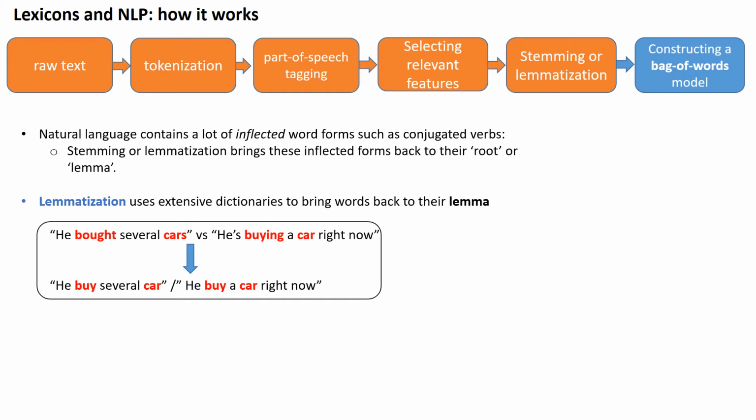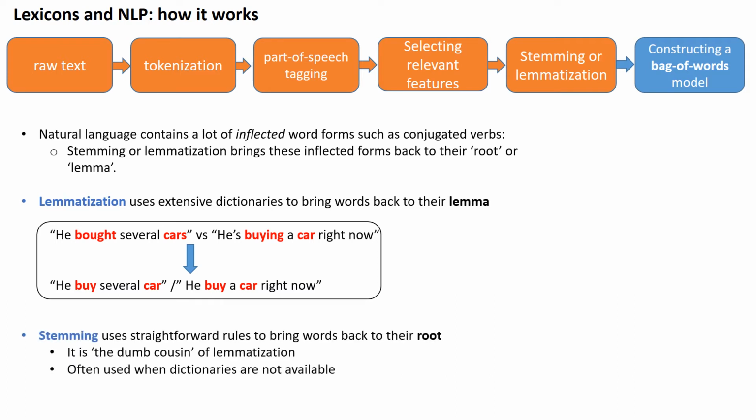And this is what we get after lemmatization. So "he bought several cars" becomes "he buy several car." Bought, we bring back to the infinitive form, buy, and cars, the plural form, becomes singular again, car. "He's buying a car right now" then becomes "he buy a car right now." So you can see that after lemmatization, these two sentences look more alike.